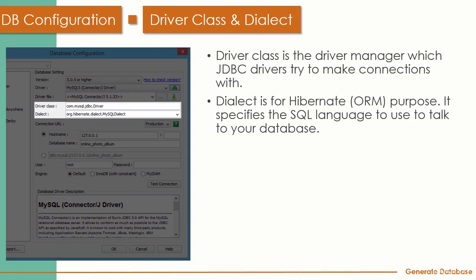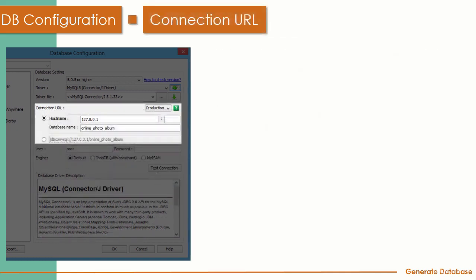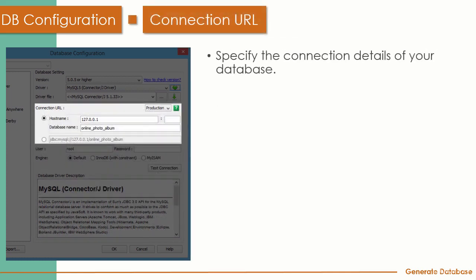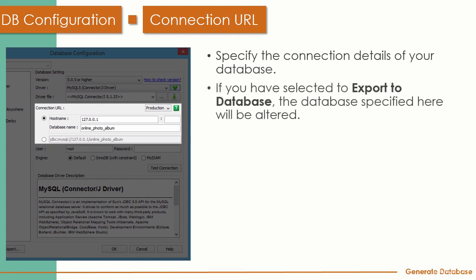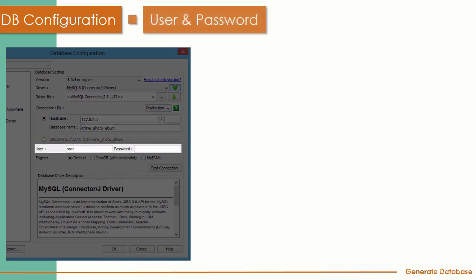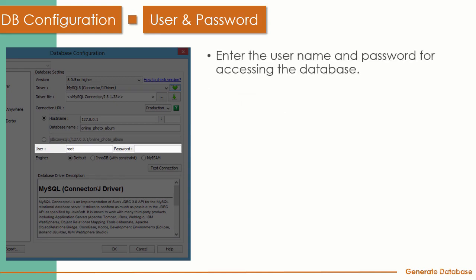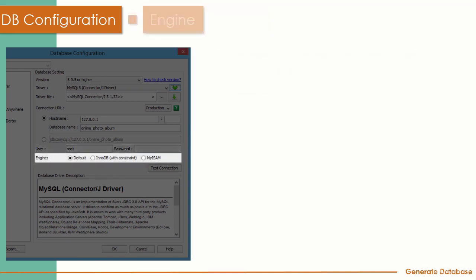So you define different dialects. Of course, we suggest you keep using the default one first until you understand what you are doing. And then the connection URL, you specify the connection detail to your database. This connection information is only useful if you select export to database. Username and password, enter the correct username and password.